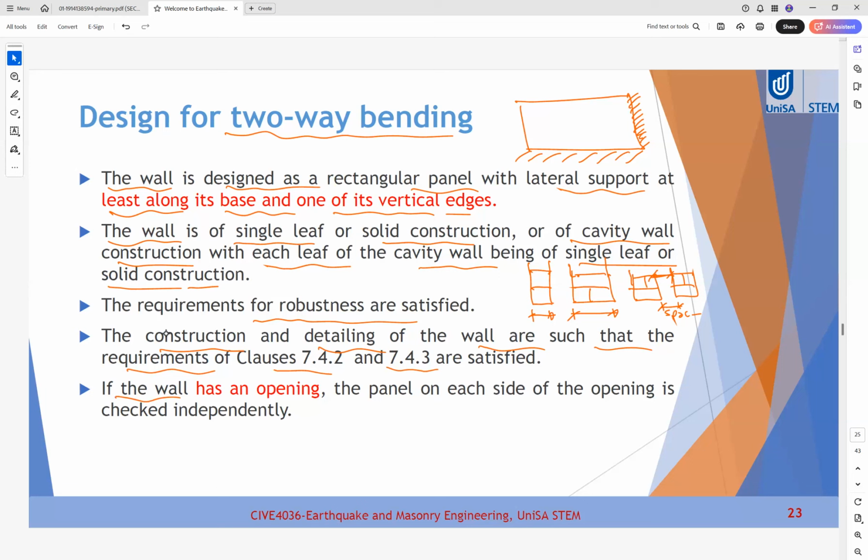If the wall has an opening, the panel on each side of the opening is checked independently. So if we have a wall and we have an opening, you need to check this part alone and this part alone. Okay, so this is what is meant by this note.